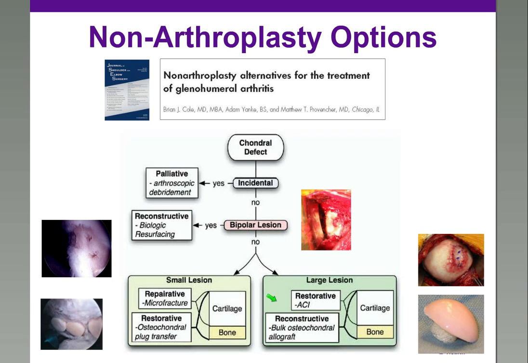For larger lesions, the restorative approach for either the glenoid or the humeral head can be some sort of cell-based cartilage repair, like an autologous chondrocyte implantation, or more recently, a MACI or matrix-associated chondrocyte implantation. And for larger lesions that involve the underlying bone, you can do some sort of bulk osteochondral allograft as a reconstructive treatment approach. So what we're going to do is kind of go through each of these approaches with their pluses and minuses and what available outcome data there is.